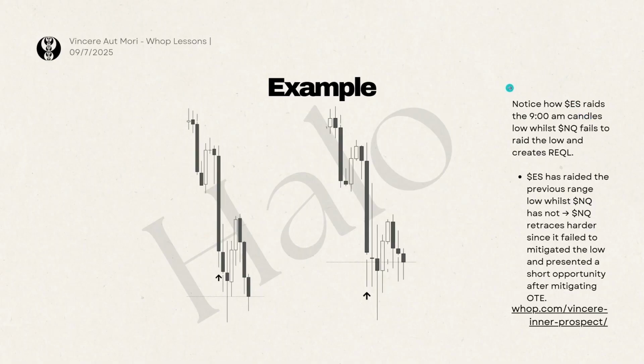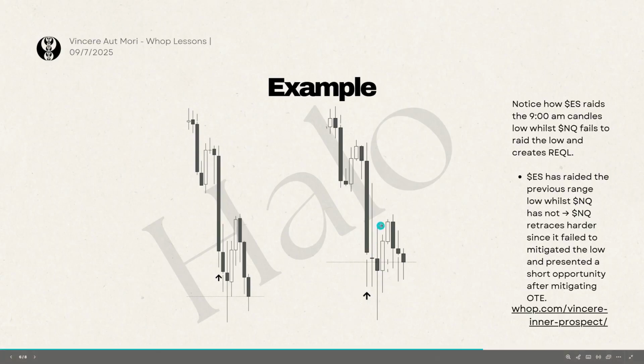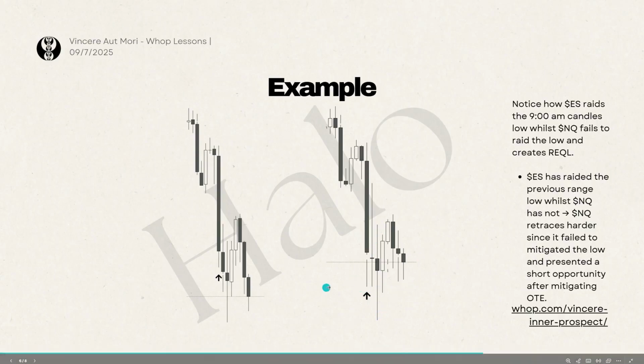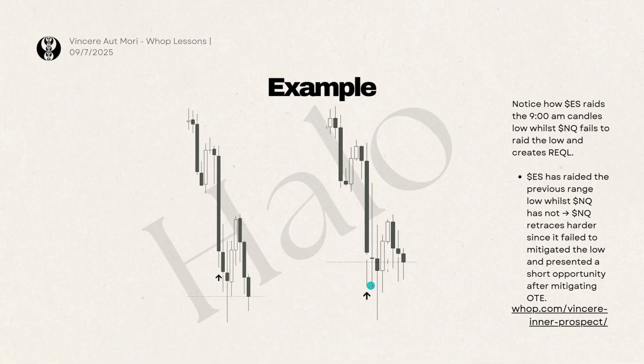Now, an example of this would be as such, right? Notice how ES raids the 9 a.m. candle's low. The 9 a.m. candle's low, by the way, guys, is the one with the arrow, this little arrow that's right here pointing upwards. That's the 9 a.m. candle's low. Notice how ES raids the 9 a.m. candle's low whilst NQ fails to raid the low and creates relative equal lows. As you can see, NQ creates relative equal lows at the lows, and fails to mitigate the 9 a.m.